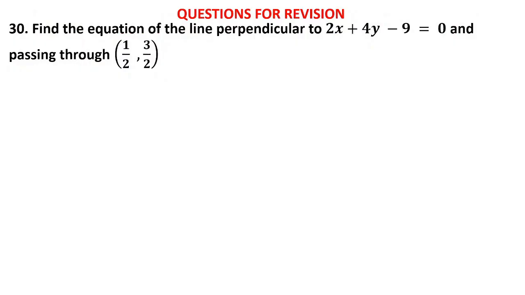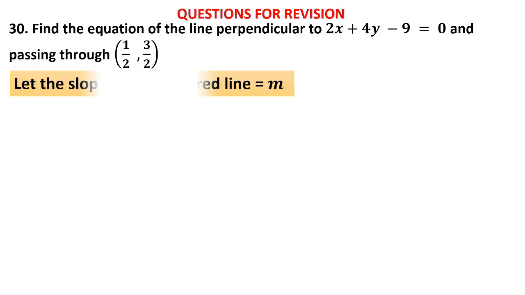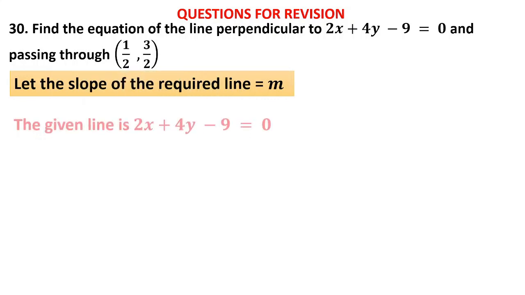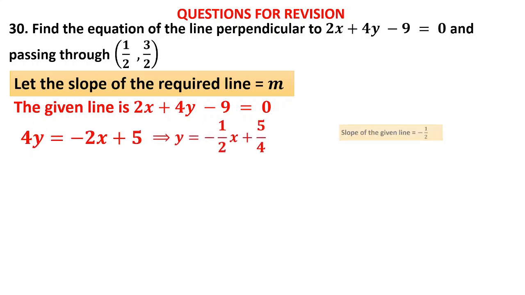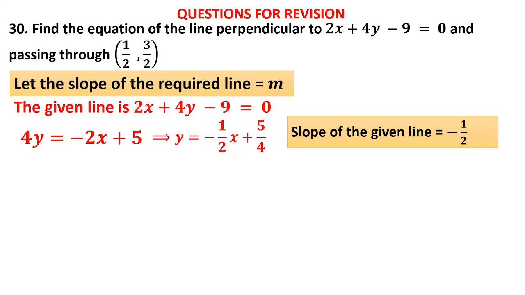We move on to question number 30. Find the equation of the line perpendicular to a given line and passing through a point. Previous problem was parallel and passing through. This problem is perpendicular and passing through. Same thing, slope is m. Let us take the given line 2x plus 4y minus 9 is equal to 0. Convert it into y is equal to mx plus c form. We are getting the slope as minus 1 by 2.